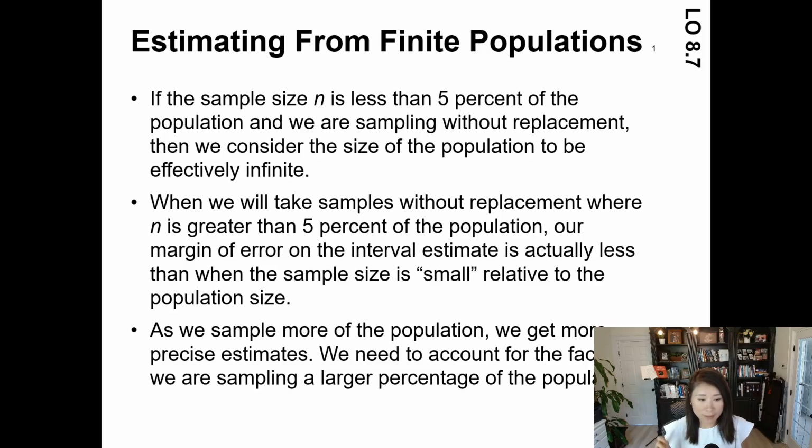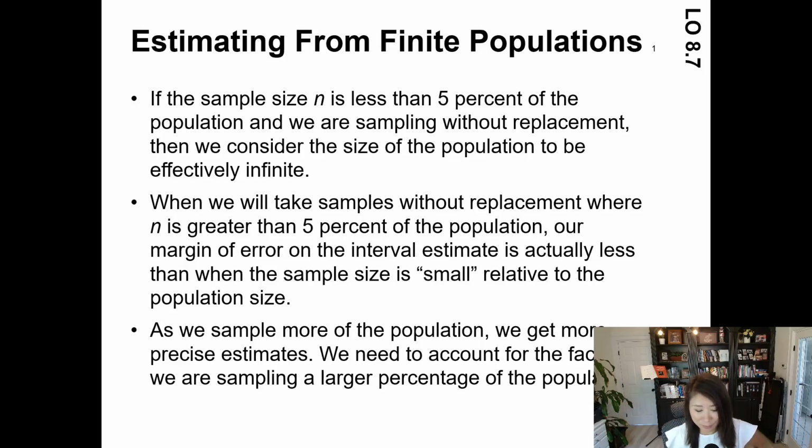However, if your sample size n is greater than 5% of the population, let's say you have 100 in your population and you survey 50, then you've got 50%, right? Your sample size equals 50%, and you do that without replacement. In that scenario, we consider you have a finite population. So when you have a finite population, the margin of error on the interval estimate is actually less than when the sample size is small relative to the population size. Because think about it, you pretty much cover everything from your population. If you do 50 out of 100 without replacement, that means you can do the sample twice, right?